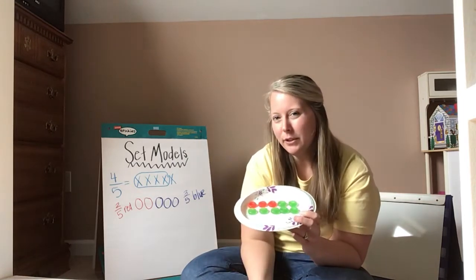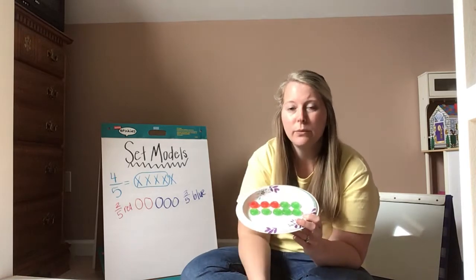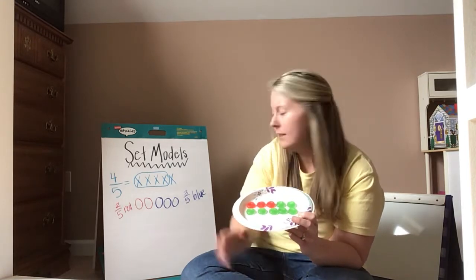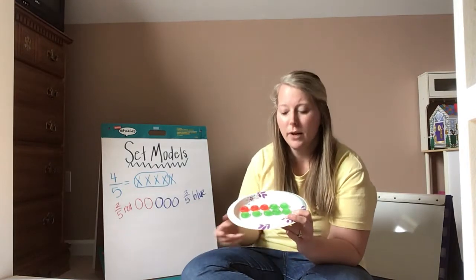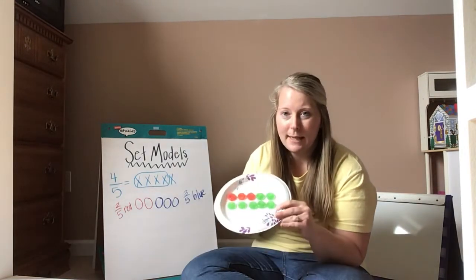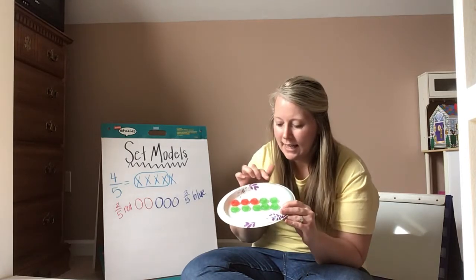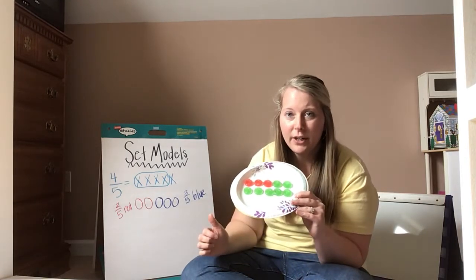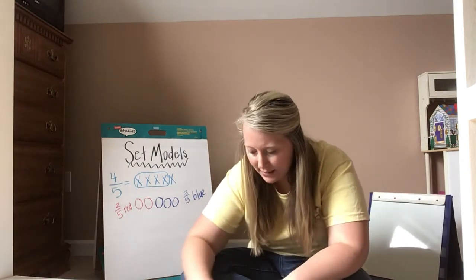It's going to look similar to an array sometimes, but it's not always going to be set up in rows or columns either. Sometimes it's just going to be a straight line like I've done up here on this board. So that's one example. Again, 3/10 are red, and then I could say that 7/10 are green. Okay, so that's one way you can see a set model.